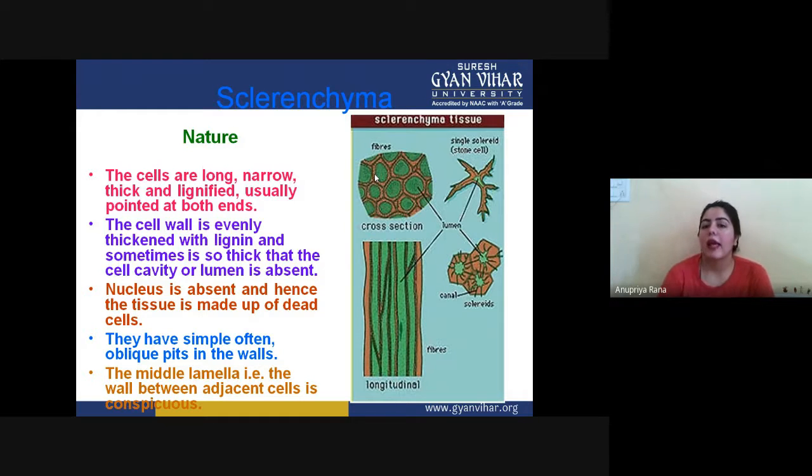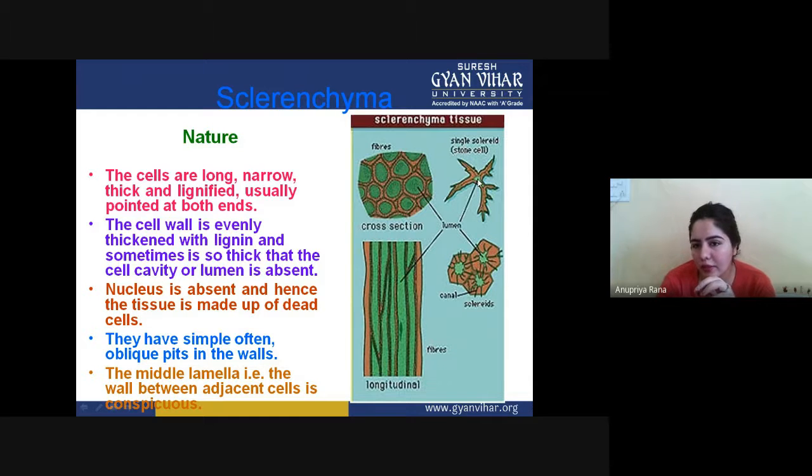But in the case of sclerenchyma, which is a modification of collenchyma, they have thickening all around the cell. The cell wall is evenly thickened from everywhere with lignin, and sometimes it is so thick that the cell cavity or lumen is absent. Sometimes this deposition has such a wide range that the lumen is absent. The thickening takes over the lumen space. At that time, the lumen is absent.